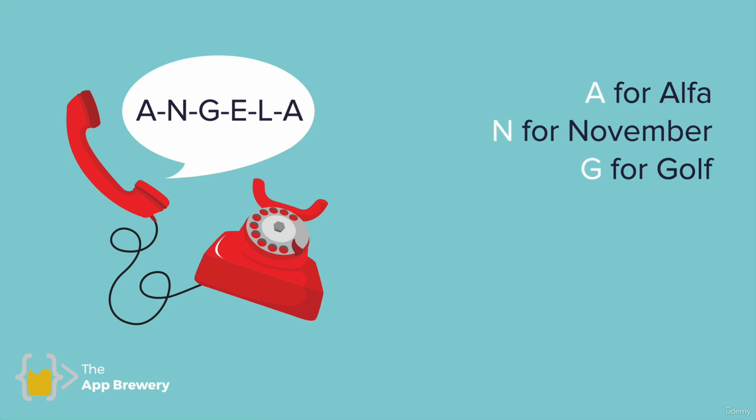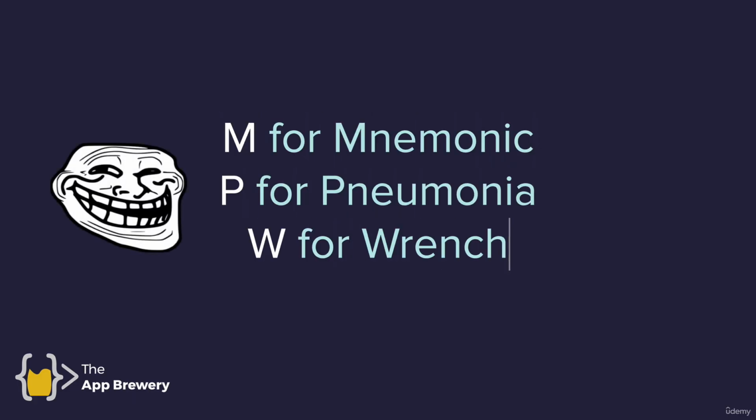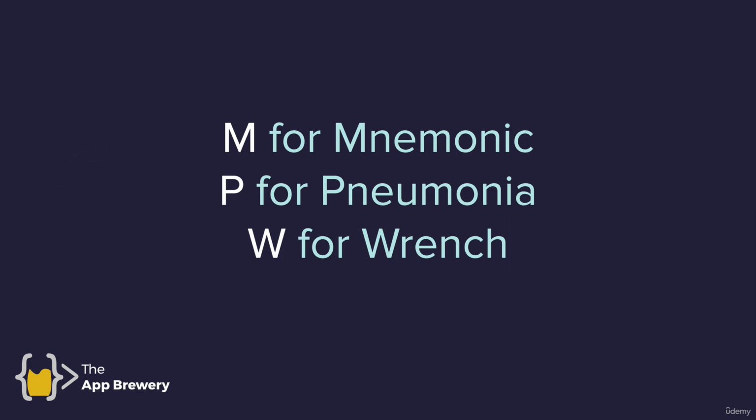In these cases, often I have to default to some sort of naval alphabet where I say A is for Alpha, N for November, G for Golf. And then at some point I forget what E stands for. I'm like, E for elephant? And there have been times where I've just completely taken the mick and said things like M for mnemonic, P for pneumonia, W for wrench, which doesn't make any sense at all because these are silent letters. And I've had some very angry people, but it was quite fun.